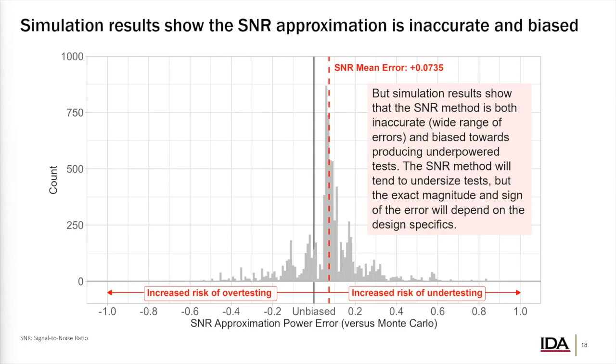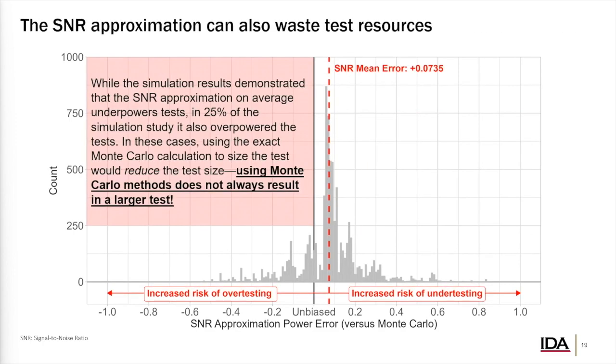But we can also see this varies a lot across the whole space. This is not just the case where it's over or under predicting power, even though in general it does tend to over predict your power. We can see that in 25% of the cases we looked at here, it actually under predicted power. So using Monte Carlo is not always going to increase the size. We never like to increase the size of our test, but when you do an accurate assessment, sometimes you actually get some resources back, you get a smaller test.